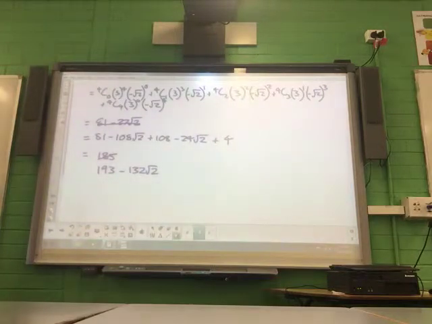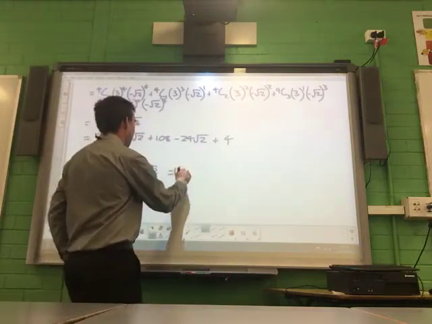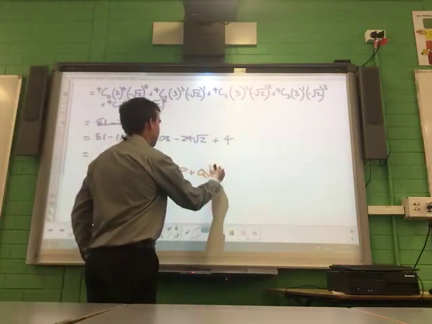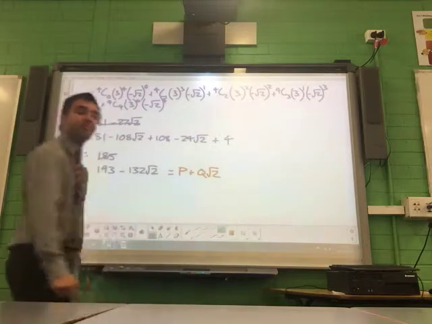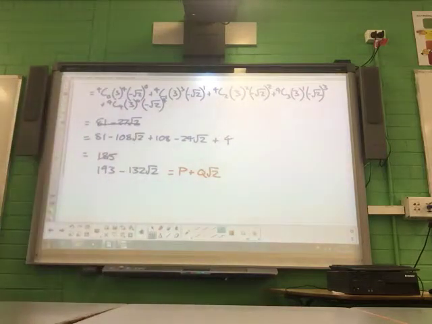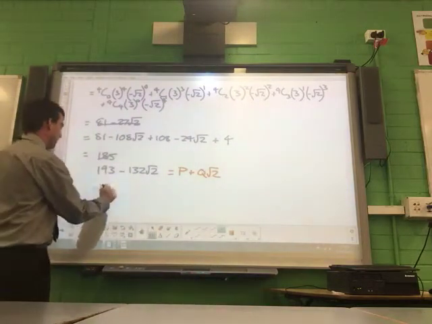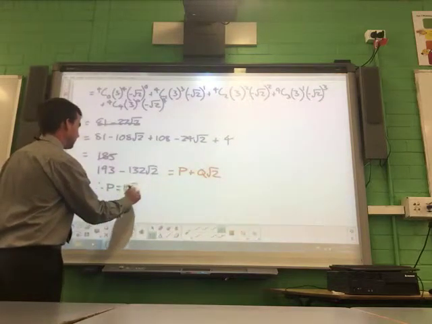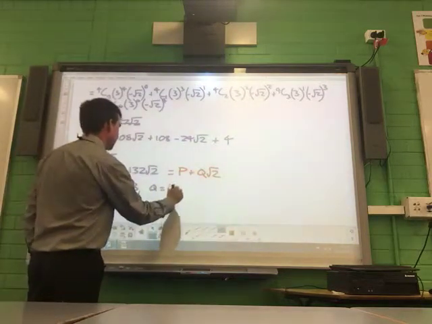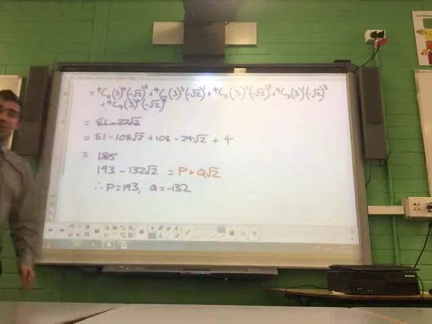That's a square root of 2. Okay, so remember the question said this is equal to P plus Q root 2. So what's the value of P and Q? P is 193. You did say negative 132 for Q, didn't you? Good.